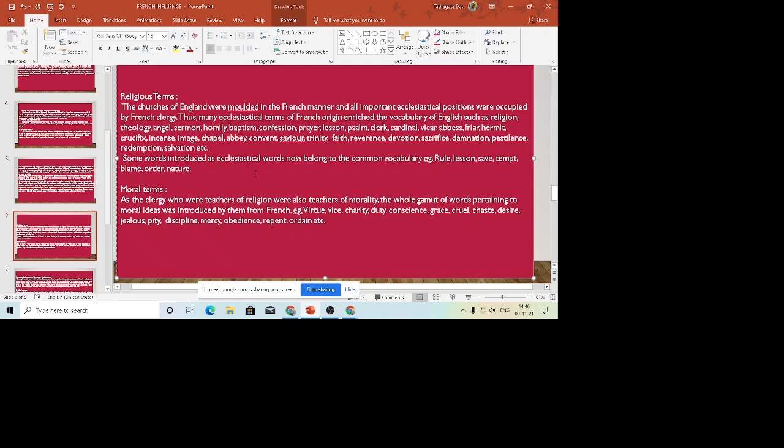Some words introduced as ecclesiastical words now belong to the common vocabulary. For example, rule, lesson, save, tempt, blame, order, nature. So these words now do not have a religious connotation. They are not exclusively religious in nature. They are in fact used in our everyday speech. During those times they had a religious connotation, but now, of course, a lesson is not just a religious lesson. It can have a secular, non-religious kind of meaning. Now, save does not mean just the Christian concept of salvation or the saving of mankind by Christ, but also other things. So all these words have undergone a change.